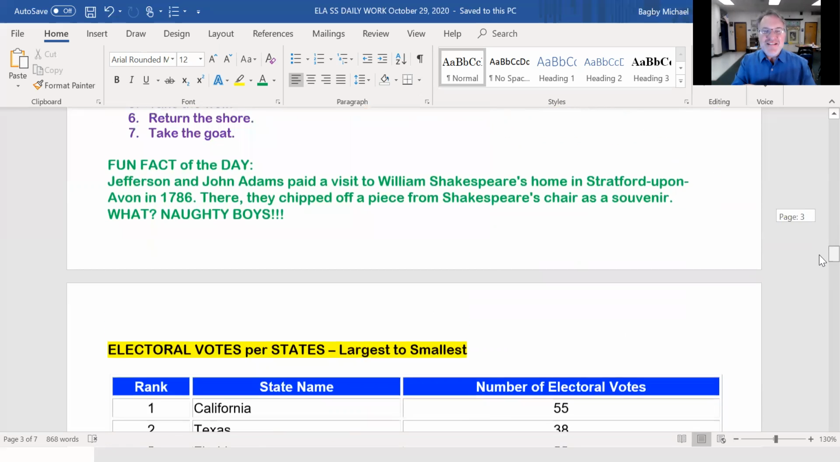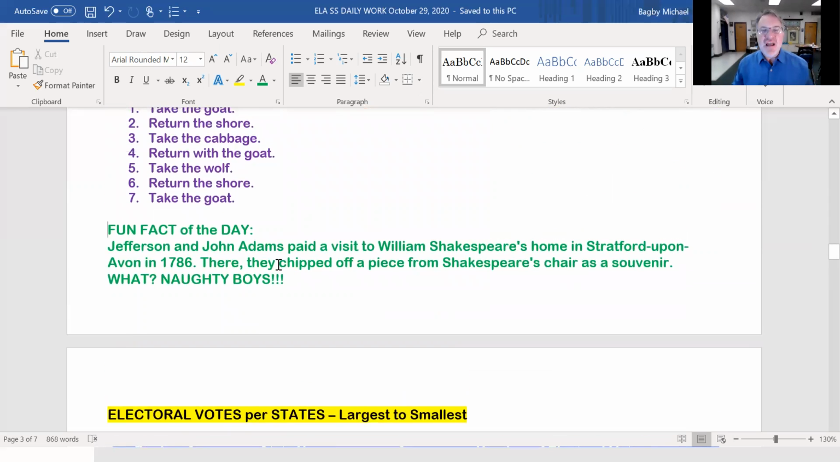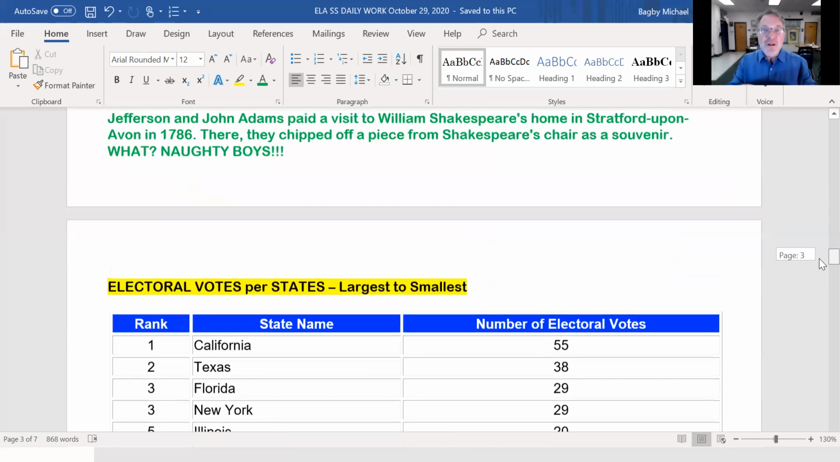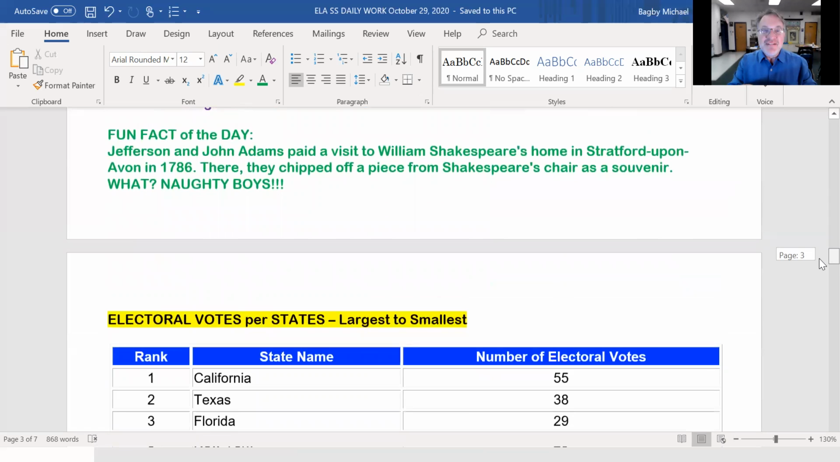And this is a crazy fun fact. Jefferson and John Adams paid a visit to William Shakespeare's home in Stratford-upon-Avon in 1786. There they chipped off a piece from Shakespeare's chair as a souvenir. Naughty. Goodness gracious. I don't recommend that if you go to museums or visit historical places, to chip off pieces. But they did, according to their own reports. They were proud of it.